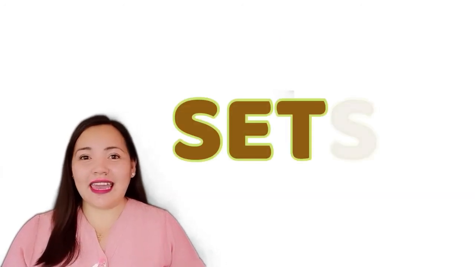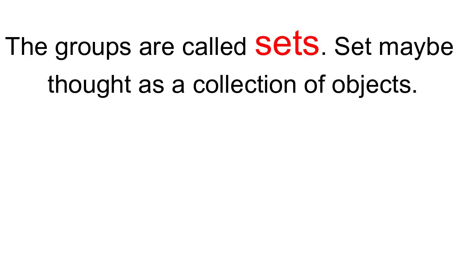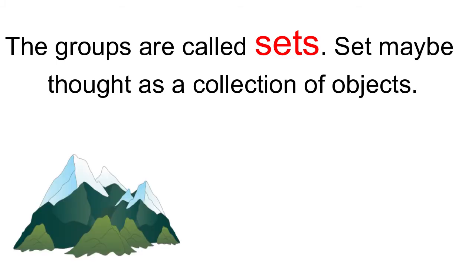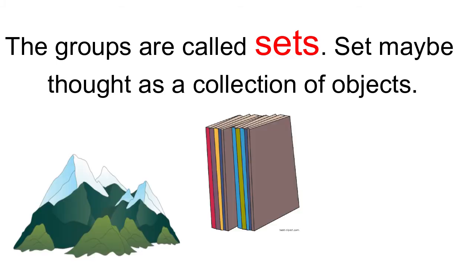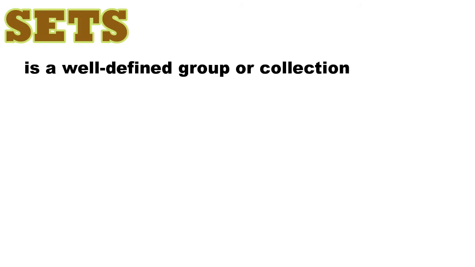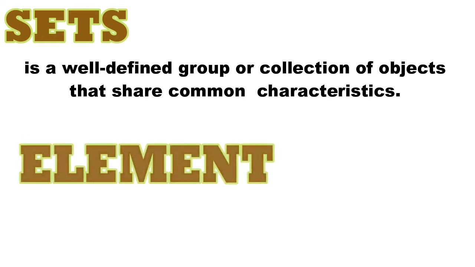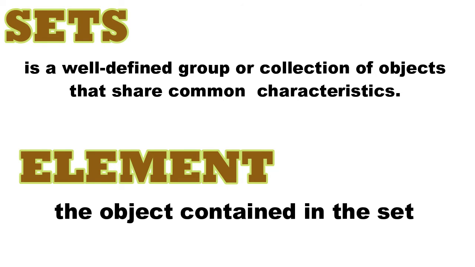Again, today our lesson is all about sets. The groups are called sets. A set may be thought of as a collection of objects. We have here a set of mountains, set of books, and set of buildings. In mathematics, a set is a well-defined group or collection of objects that share common characteristics. The objects contained in the set are called elements.